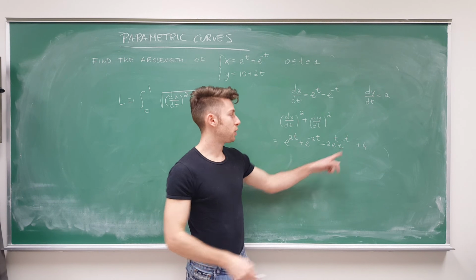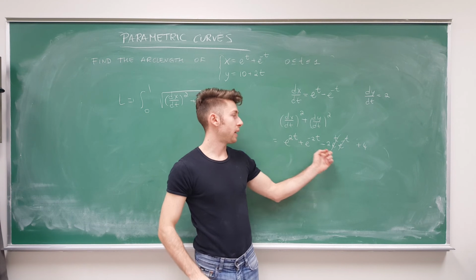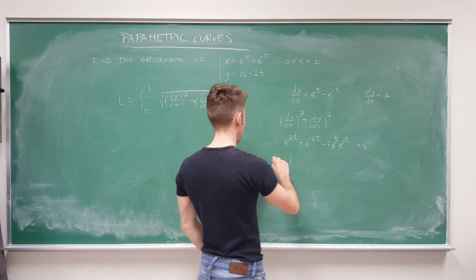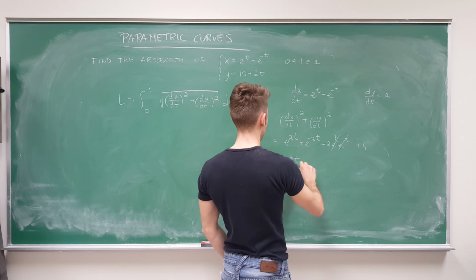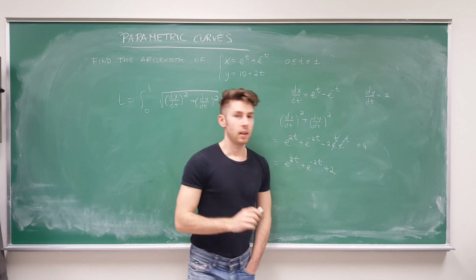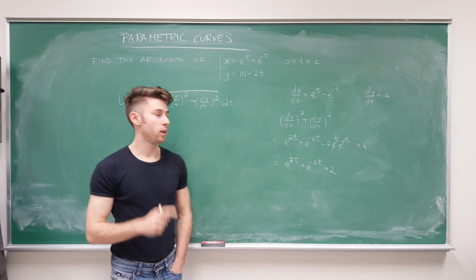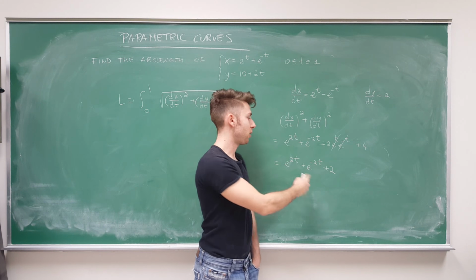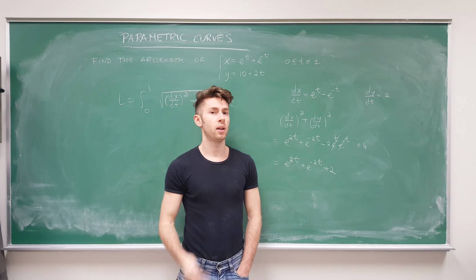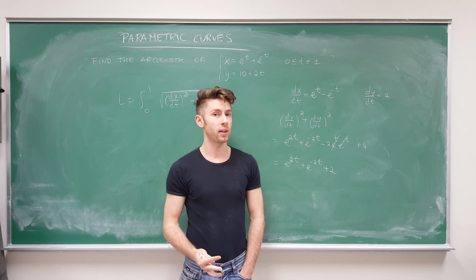Also notice that these two cancel. So this is just -2. And then -2 plus 4, it's just plus 2. Now remember, this is the quantity that's under the square root. So if we were to take the integral of this, it's gonna be very complicated. It looks very complicated. So it must be the case that this expression can be simplified.